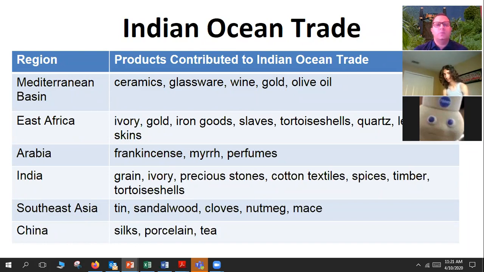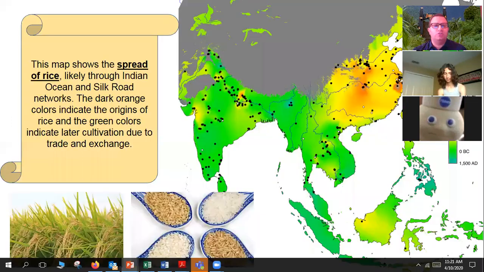Olive oil certainly would not have been considered a luxury item. Slaves, unfortunately, were traded on the mass market. Spices, not all of these things are considered luxury items. So again, Indian Ocean trade, more of a mass market trade than it was luxury trade. The Silk Roads, absolutely luxury trade items. Indian Ocean, not as much.